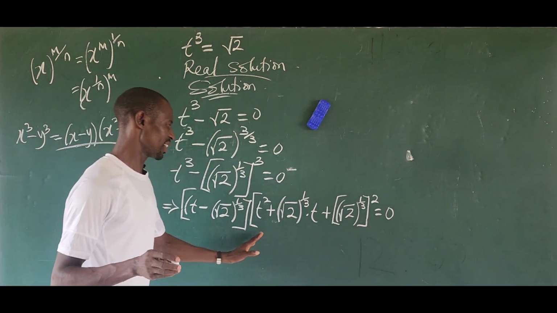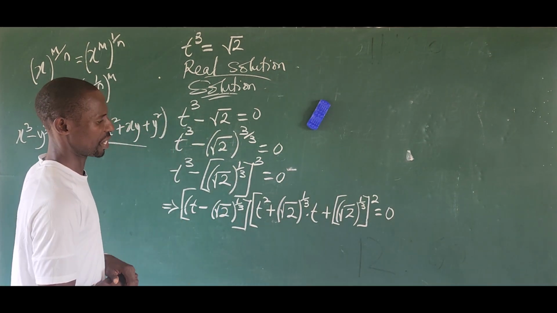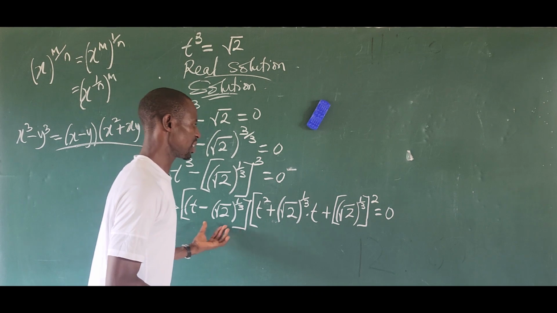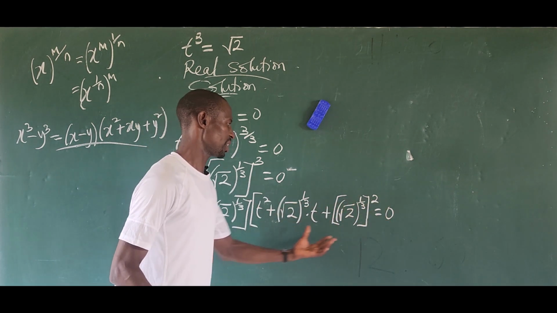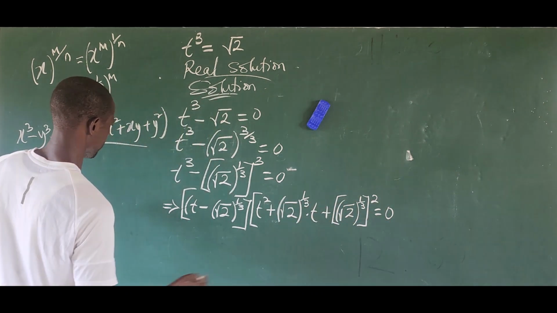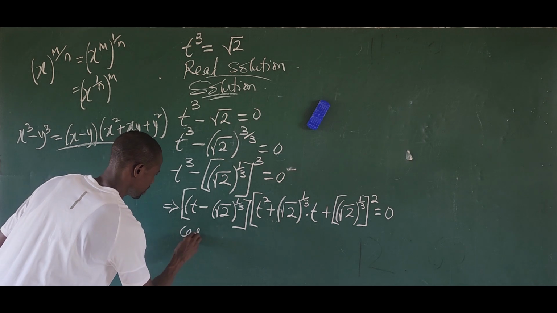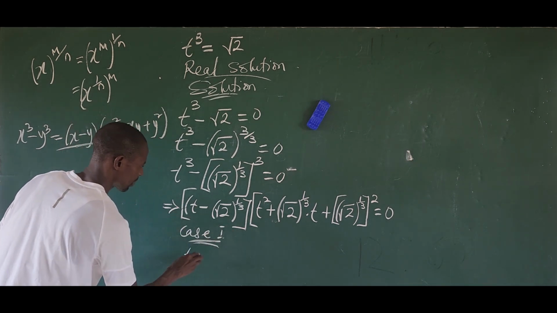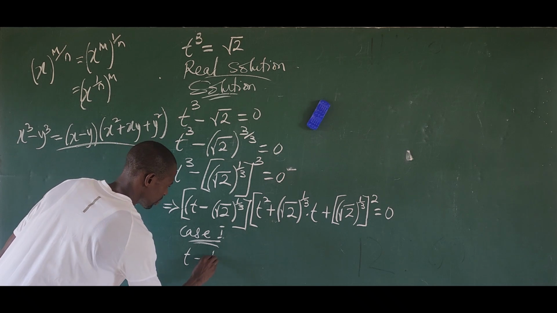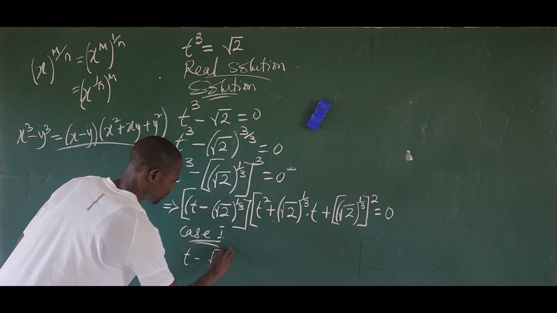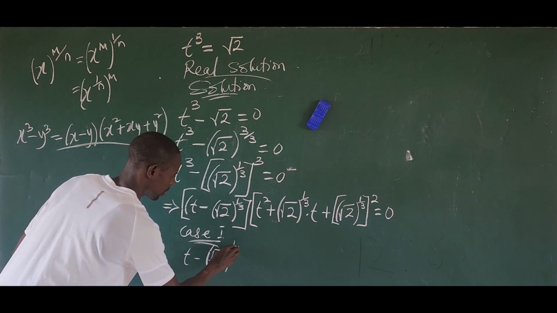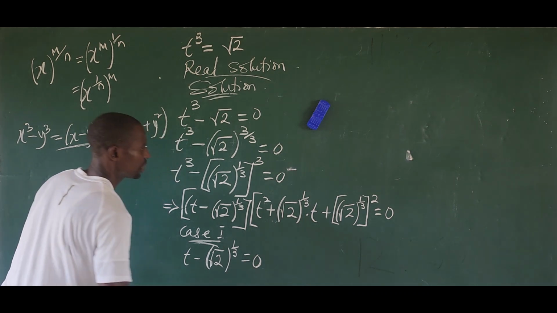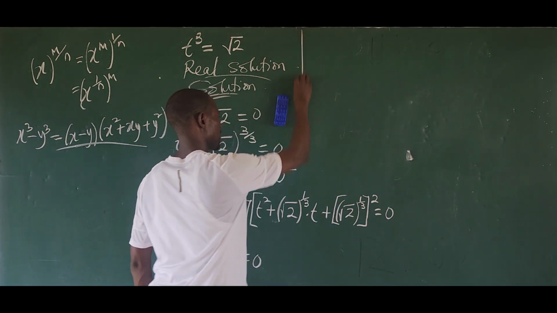Okay, so with this, we have 2 case scenarios here. We equate this to 0, we equally equate this to 0. So that way we can say here case 1. So we have our case 1. We're going to have t, then minus the square root of 2 raised to the power of 1 all over 3 equal to 0. So let's continue on this side.